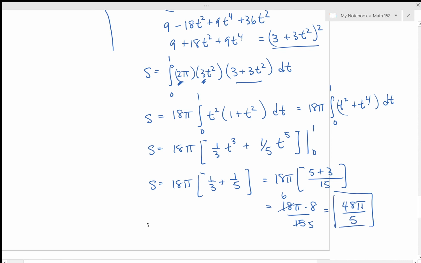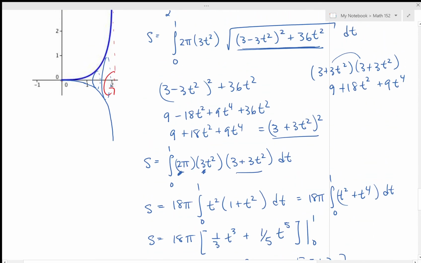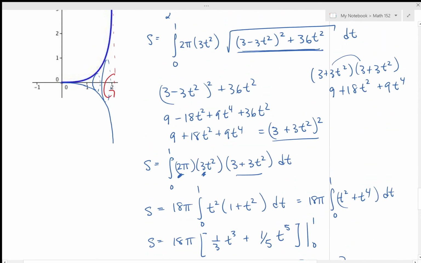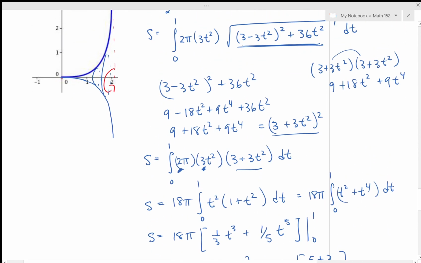I got the numeric answer that I expected, going a slightly different method than when I did this problem previously. Okay, so I have got the surface area of this guy here. So the surface area is 48 pi over 5.